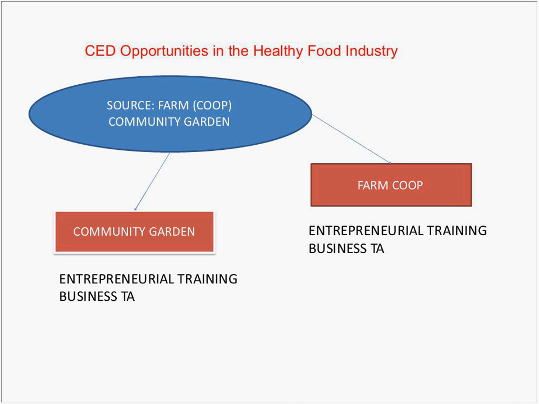You could provide entrepreneurial training for the co-op members or for your local community garden members. You could provide business technical assistance. You could provide microloans if you're a loan provider. You could use your IDA program to support their ability to operate their business and to become successful and to be able to know how to save and work going forward.